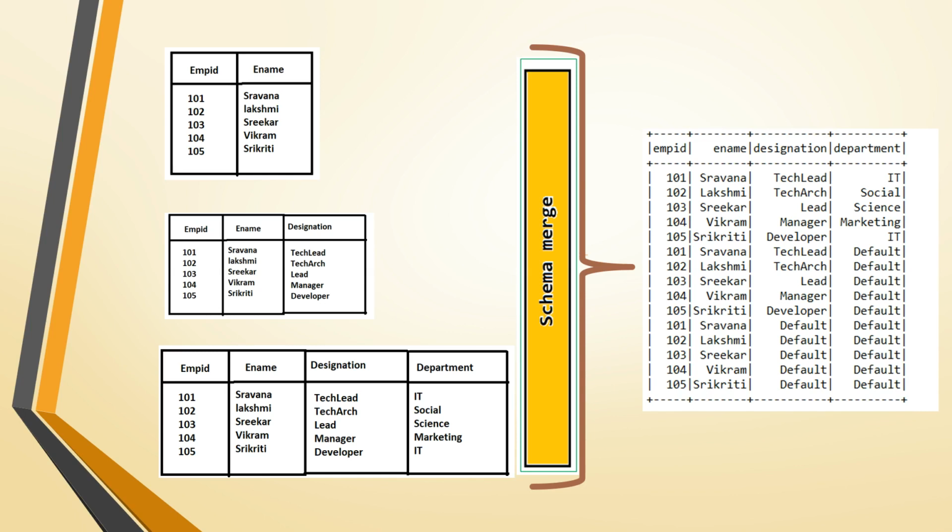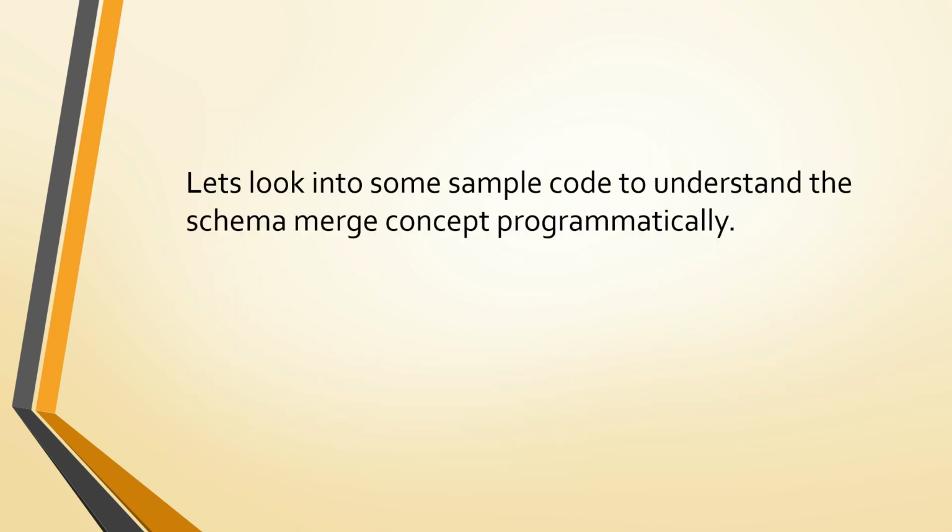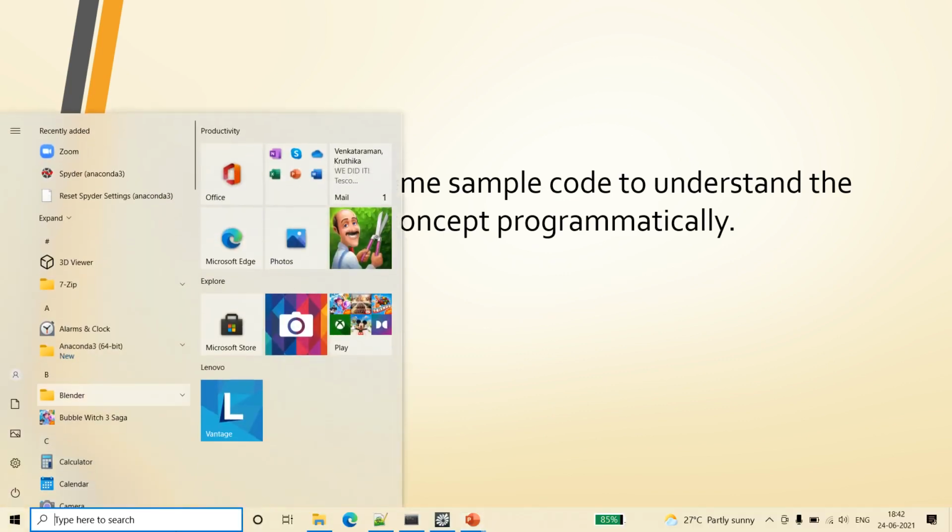Spark provides an option called mergeSchema for performing the schema merge. This option is turned off by default since Spark 1.5 as it's a relatively expensive operation. To enable it, we need to set the mergeSchema option to true or set the global option spark.sql.parquet.mergeSchema to true. So let's look into some sample code to understand this concept programmatically.